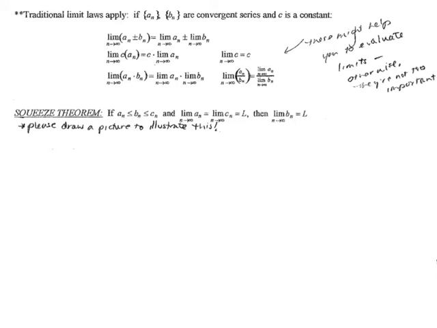The squeeze theorem, I don't want to get into this in too much detail, but we'll talk about it a little bit more in class. But do your best to draw a picture to illustrate the squeeze theorem: if I have b sub n's that lie in between my a sub n's and my c sub n's, and the limit as n approaches infinity of the a sub n sequence is approaching the same number that the c sub n sequence is approaching, then the limit as n approaches infinity of b sub n would have to equal L.